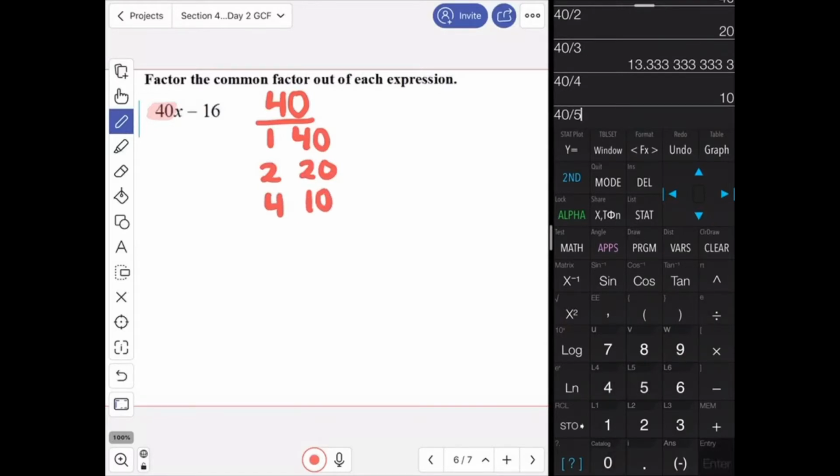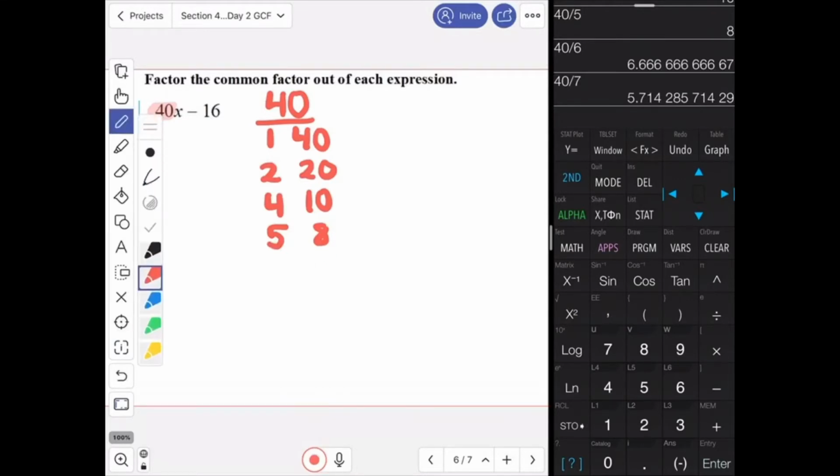40 divided by 5 is 8. 40 divided by 6 is a decimal, so it's not included. 40 divided by 7 is a decimal, so it's not included. And the next biggest number would be 8, but since 8 is already included, that means we're done with finding the factors. Now the next possible number we have to deal with is our other number, which is 16.